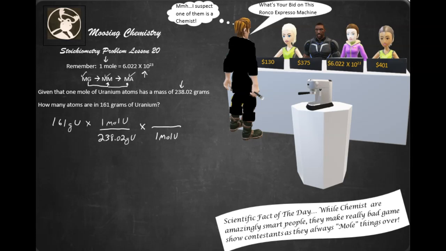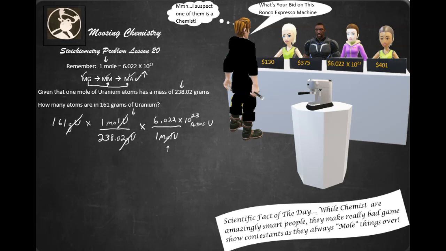So now you've got 1 mole of uranium on the bottom, and 1 mole of uranium on the top. See right there? There's the top one, and there's the bottom one. So now we can cross those out. So we have 6.022 times 10 to the 23rd atoms of uranium. Now let's go ahead and cancel our common units. So grams will cancel grams, moles will cancel moles, giving us only our atoms of uranium, right?